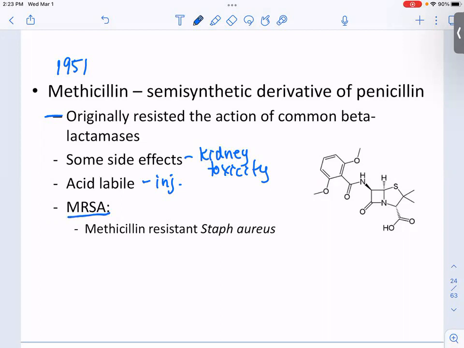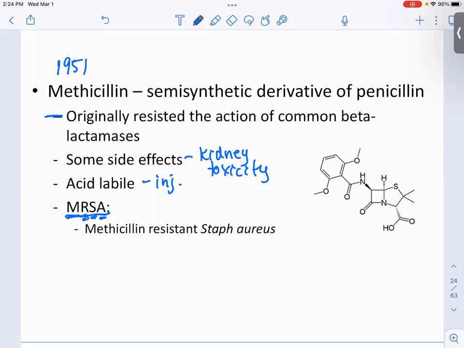That stands for methicillin-resistant Staph aureus. And so this is a strain of Staphylococcus aureus that's not only resistant to methicillin. If it was only resistant to that, it wouldn't be a problem anymore. But it's resistant to all the beta-lactam antibiotics and lots of other ones that are commonly used as well.